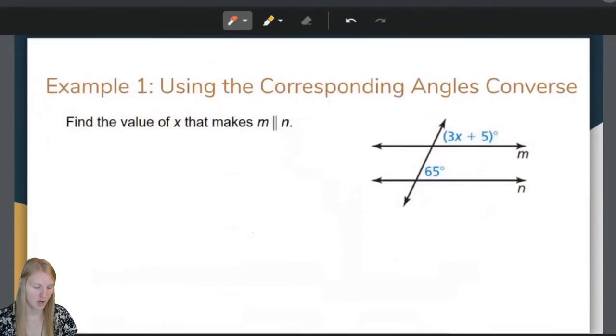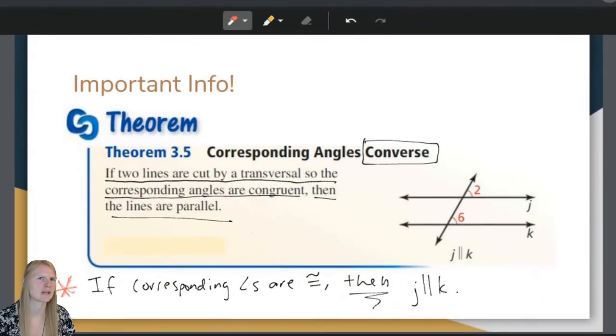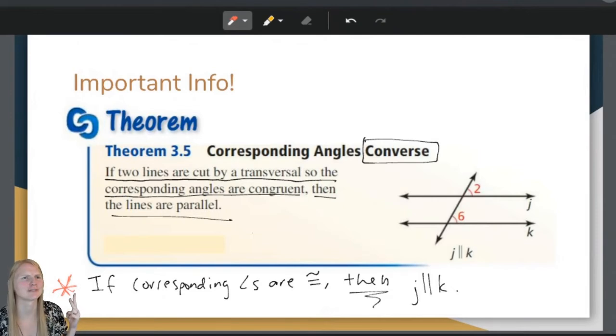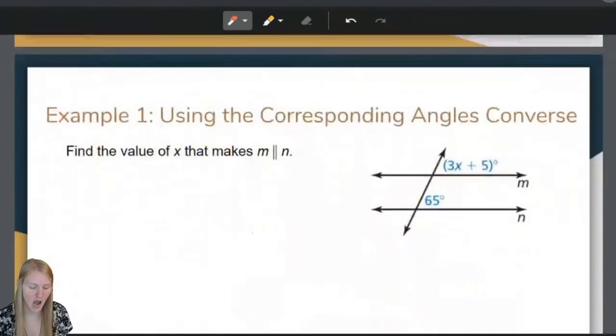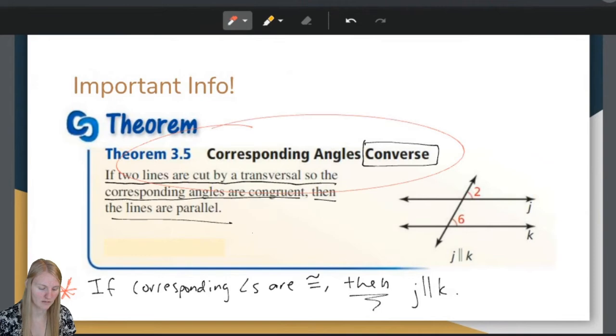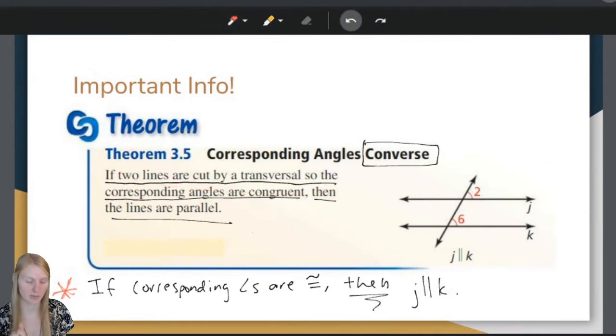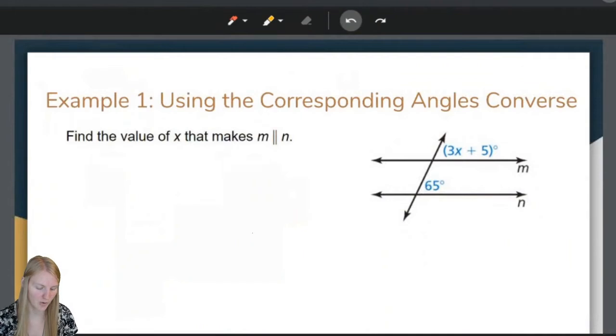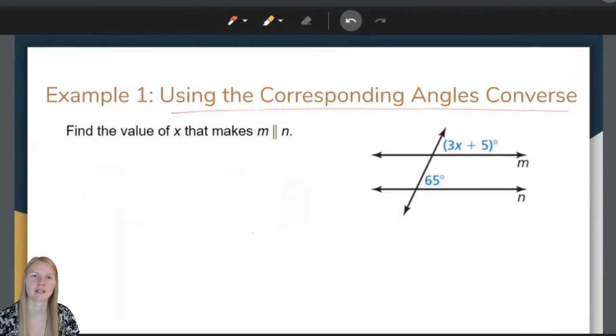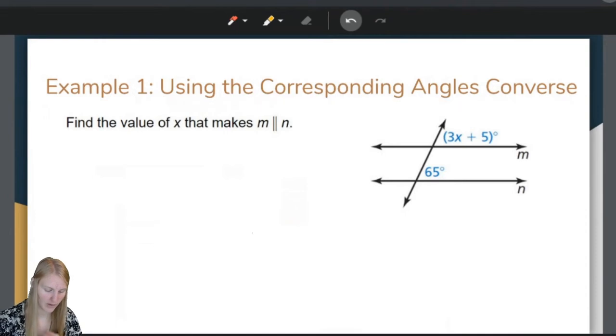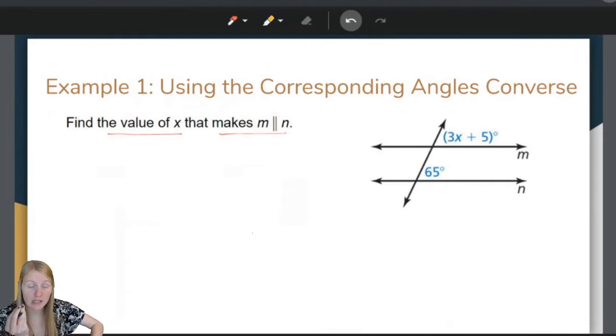Okay, so we're going to hear about the other theorems. I know, you're like, wait a minute, wasn't there an alternate exterior, interior theorems? Yes, we're going to talk about more theorems, but first, I'm going to show you an example of this one, the corresponding angles converse, then we'll jump into the other theorems. So our first example uses the corresponding angles converse. It says, find the value of x that makes m parallel to n. Remember, if corresponding angles are congruent, then the lines are parallel.